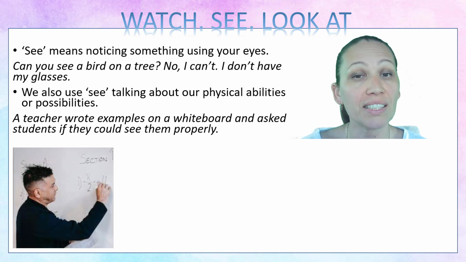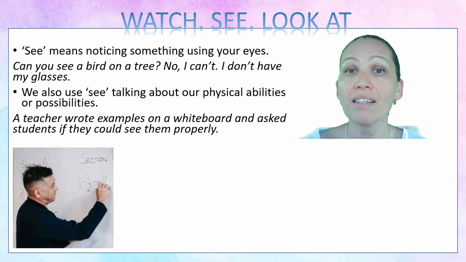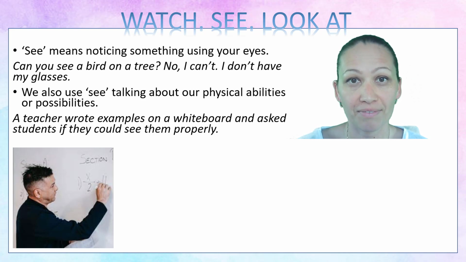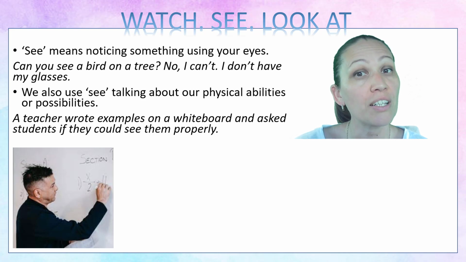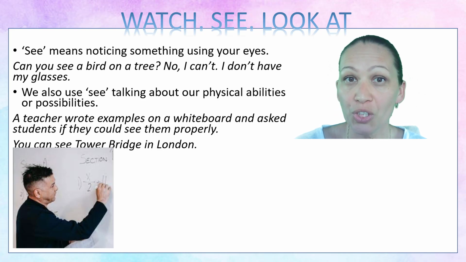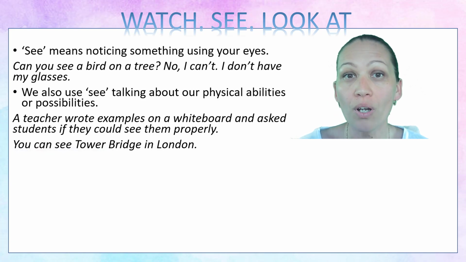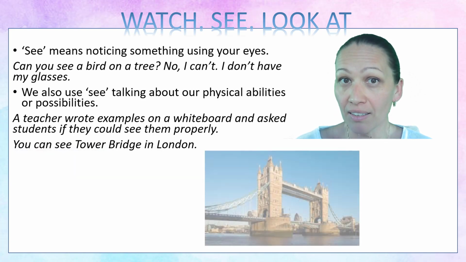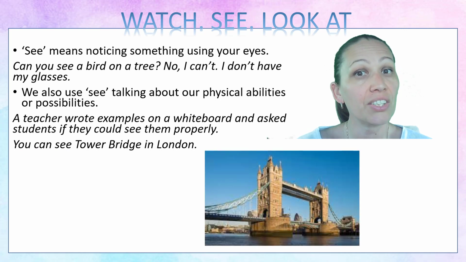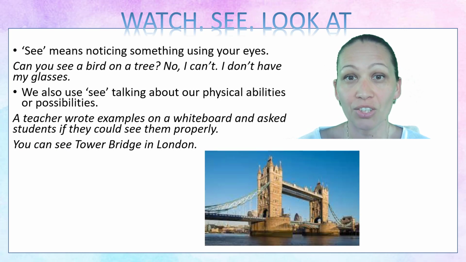A teacher wrote examples on a whiteboard and asked students if they could see them properly. So here we're talking about physical abilities of students. Or what can we see in London? We can see the Tower Bridge in London. So here we're talking about possibility. What can we see in London? We can see the Tower Bridge.